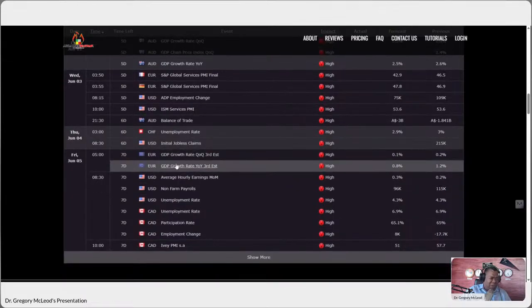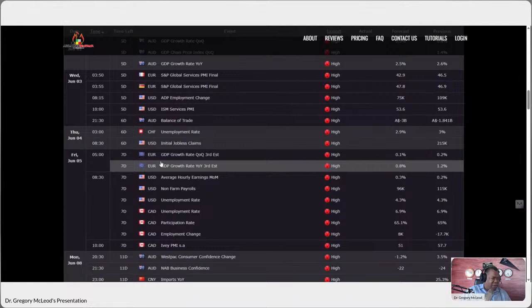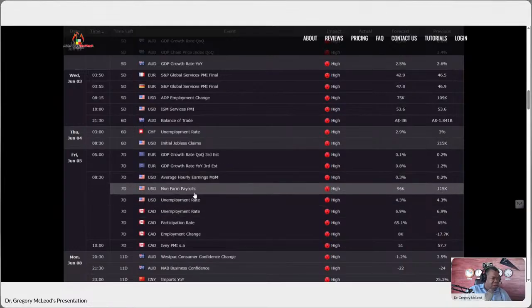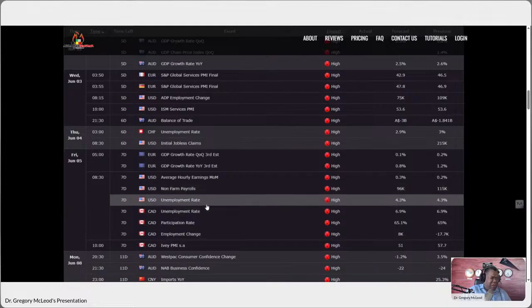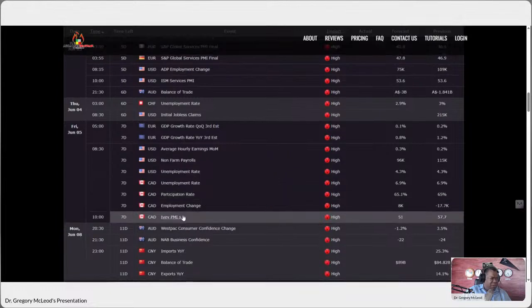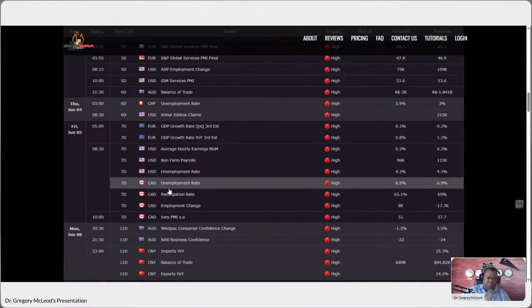And then Friday, this is going to be very interesting. You're going to have some great stuff coming out. You're going to have GDP growth rate. The Eurozone supposed to actually drop from 0.2 to 0.1, and the growth rate year on year, 1.2 to 0.8. Then you have average earnings month on month, supposed to rise from 0.2 to 0.3. And then non-farm payrolls is supposed to drop from 115,000 to 96,000. Then you have the employment rate supposed to remain unchanged at 4.3% out of the U.S. This is very important data. This June 5th, mark it on your calendar at 8:30 a.m. Eastern time, will be one of the most important announcements in the market.